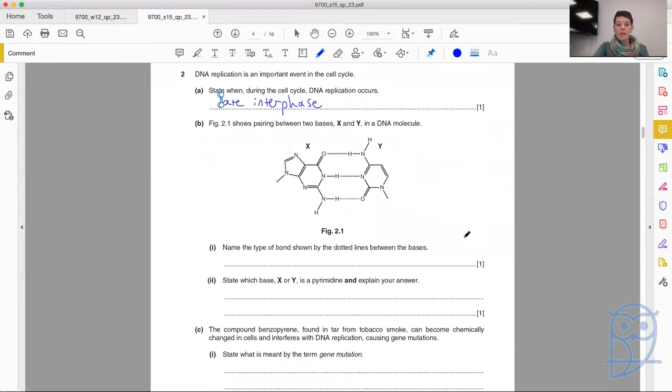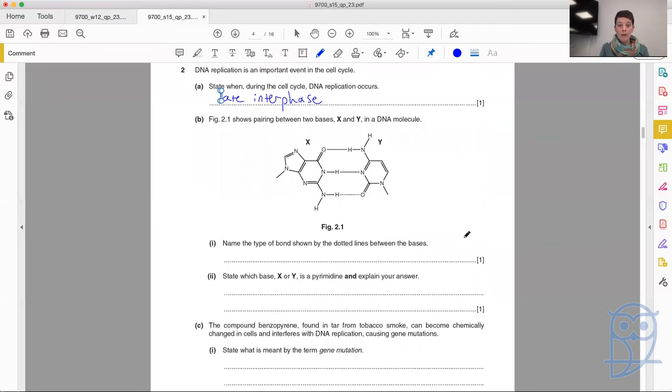Figure 2.1 shows pairing between two bases, X and Y, in a DNA molecule. Name the type of bond shown by the dotted lines between the bases. How do we show with a dotted line? Which bond is that? It's always the same thing because it's not as strong as a normal full bond. It is a weaker bond. It is our hydrogen bond.